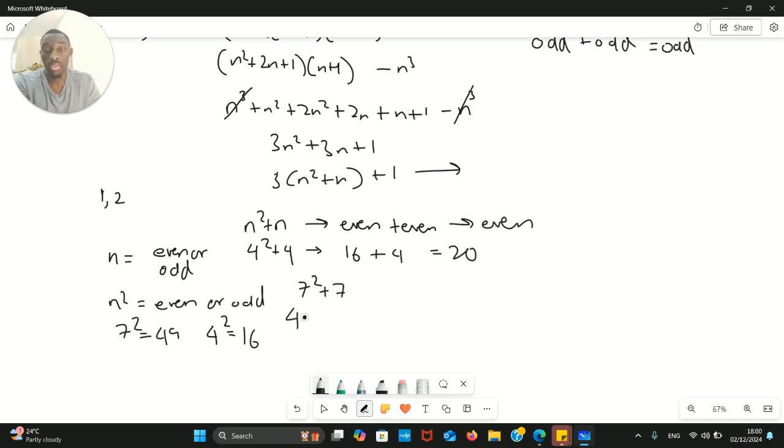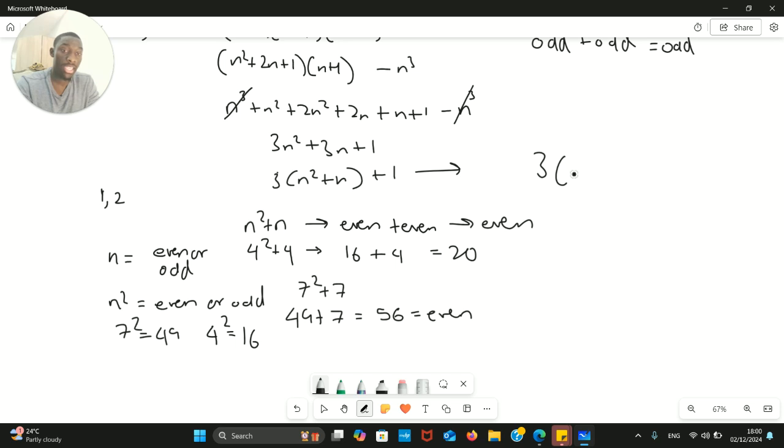Now, 7 squared is 49 plus 7. That will give me 56, which is even. So we can see whenever you square any number, even or odd, and then add it to the number that you have as n, you're going to end up having an even number.